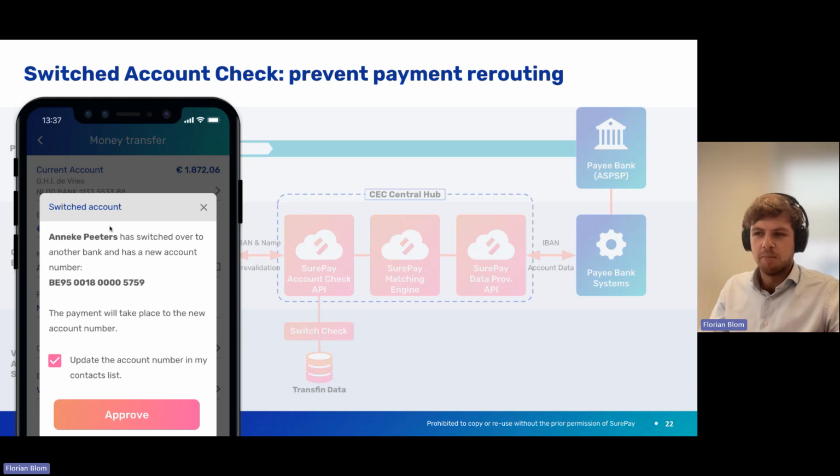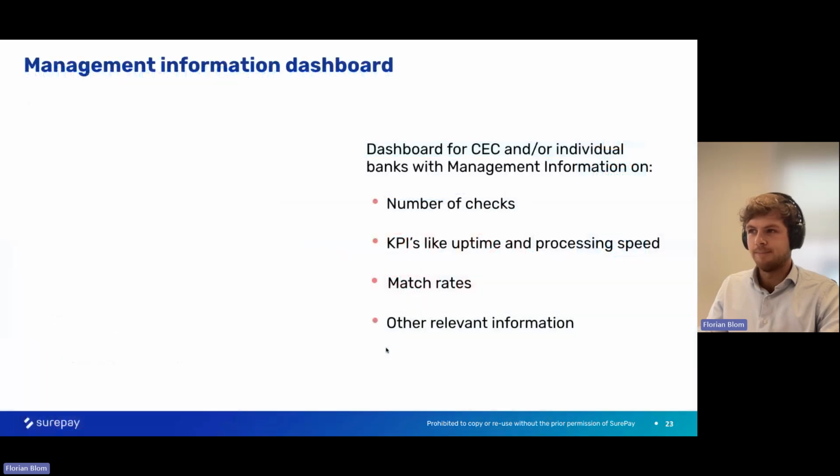So this could be a possible scenario or possible front-end message: Anneke Peters has switched to another account, and this is the new IBAN which you can approve to be updated in your contact list. This is a service that all the banks in the Netherlands at least support. I'm not totally aware of the situation in Belgium, but basically they allow to switch bank accounts, and then that data is being pushed to SurePay to be used in the VOP check.